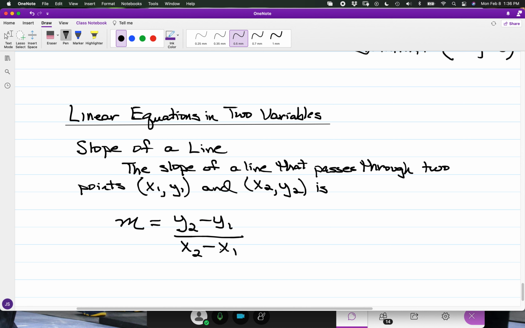Some books might have it as y1 minus y2 over x1 minus x2. But regardless of which combination you use, whatever leading subscripted value you have, you want it to be the same at both top and bottom, because you don't want any crisscrossing like y2 minus y1 over x1 minus x2. So you want the second minus first over the second minus the first, or vice versa. So for the slope, you're looking at the amount of vertical change with respect to horizontal change.